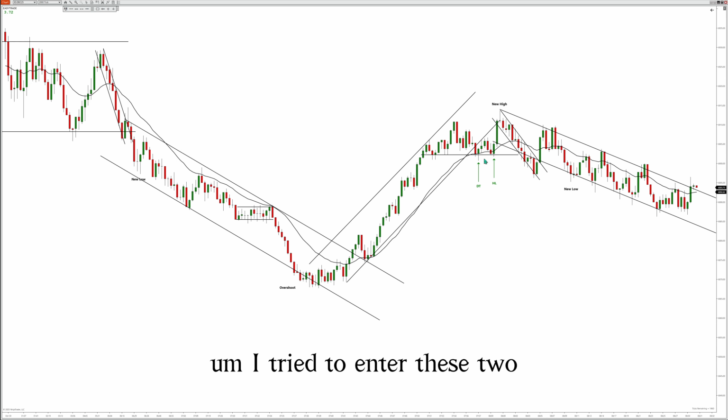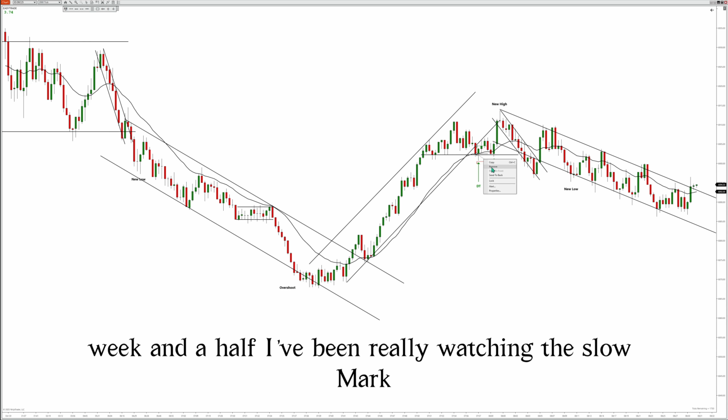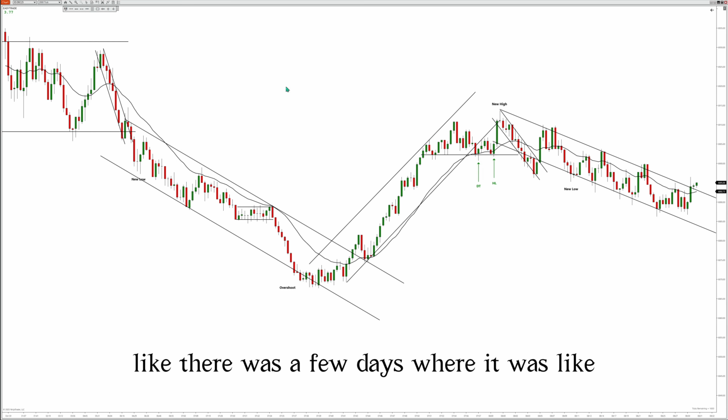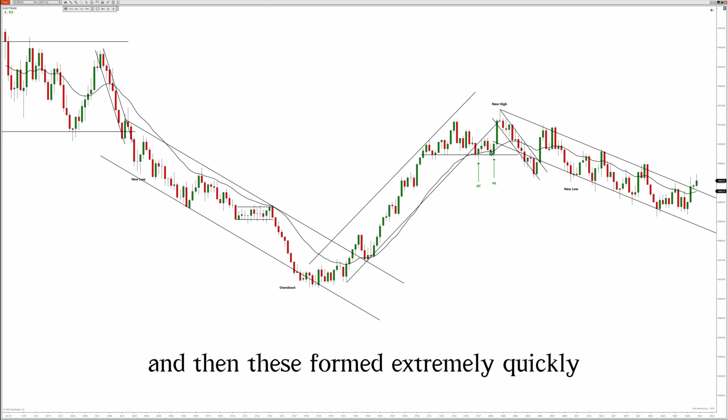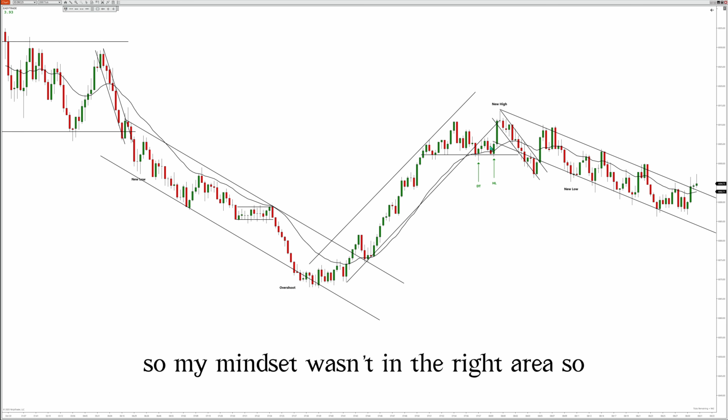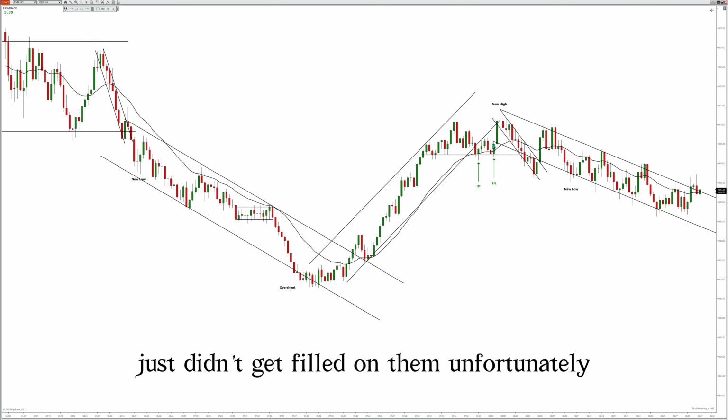I tried to enter these two. Unfortunately, I did not get filled. It's tough because the past week and a half, I've been really watching the slow action. There were a few days where it was like 1 ATR, stuff like that. So it was extremely slow, and then these formed extremely quickly. So my mindset wasn't in the right area, and I just didn't get filled on them, unfortunately.